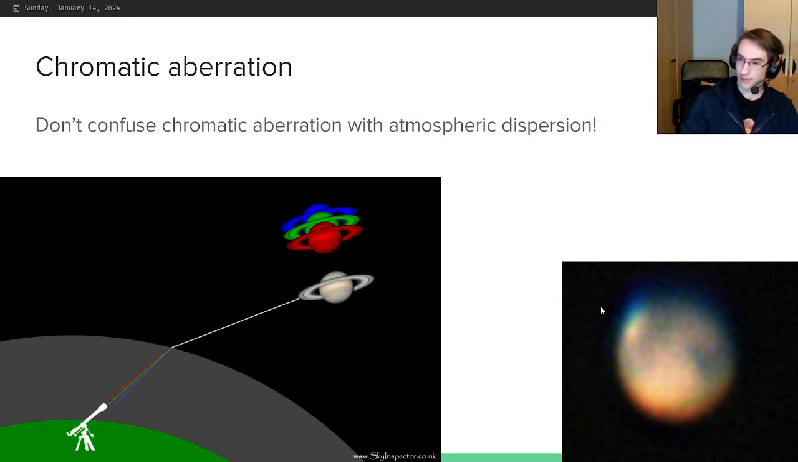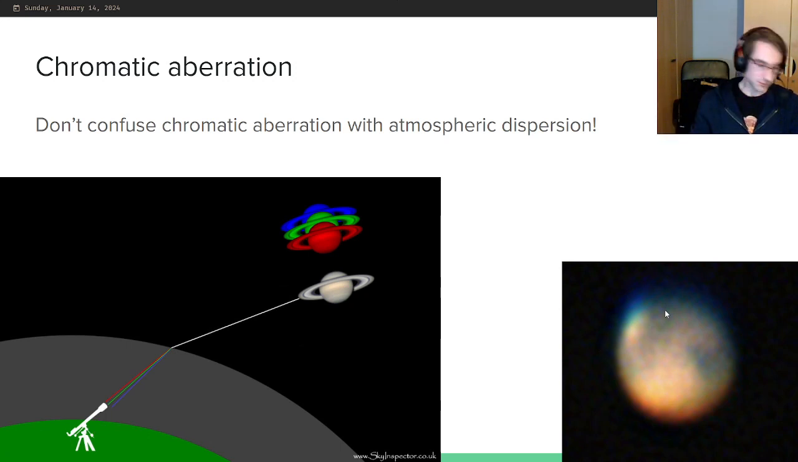And I always get annoyed when I see people say that this is chromatic aberration. It's technically caused by the same phenomenon. It happens because the amount of refraction depends on the wavelength of the light. But saying that this is chromatic aberration kind of implies that there is something wrong with this telescope, when in fact it's mostly the atmosphere that's doing this.